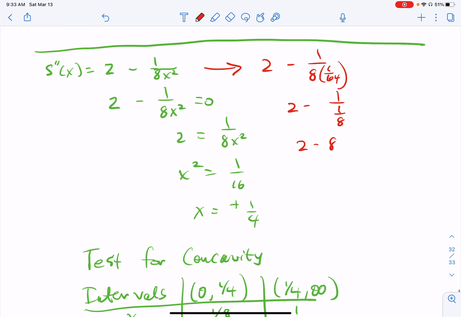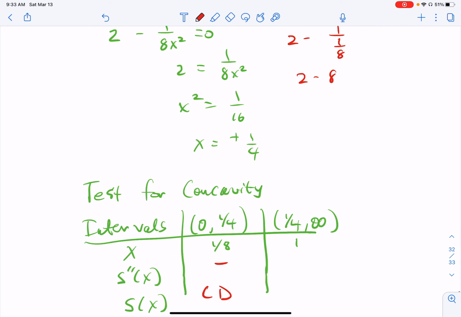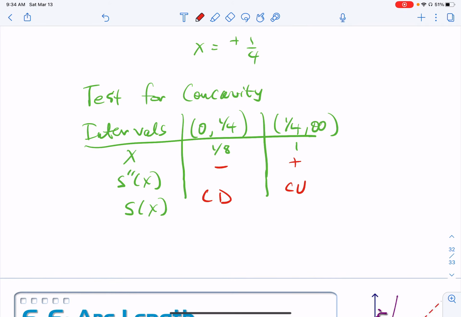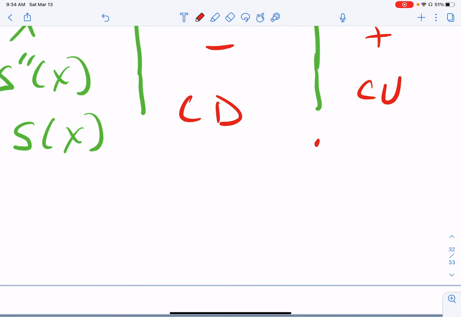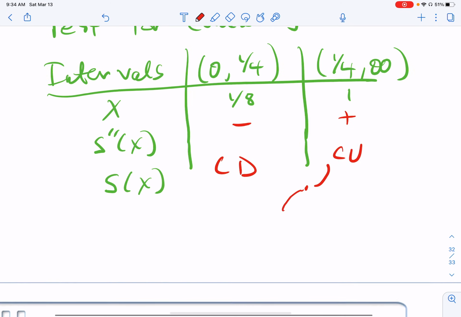If I plug in 1/4, no, not 1/4, 1. If I plug in 1, that just makes it 2 minus an eighth, which is definitely positive, and it is concave up. All right, so we definitely have a point of inflection here. We have a concave down shape and then a concave up.